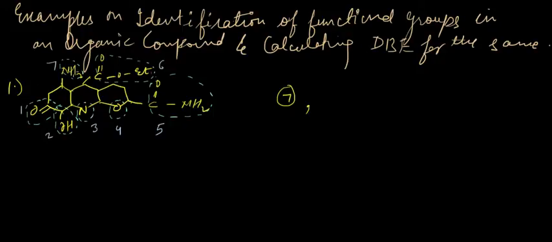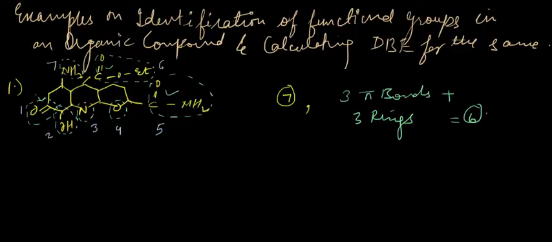And what is the DBE of this compound? For calculation of the DBE, you just need to calculate the number of rings and the number of pi bonds in this organic compound. The number of pi bonds are 1, 2, 3, so 3 pi bonds. And how many rings are there? 3 rings. So DBE would be 6. Okay, let's see some more examples.